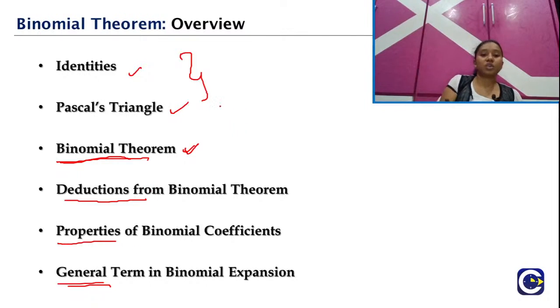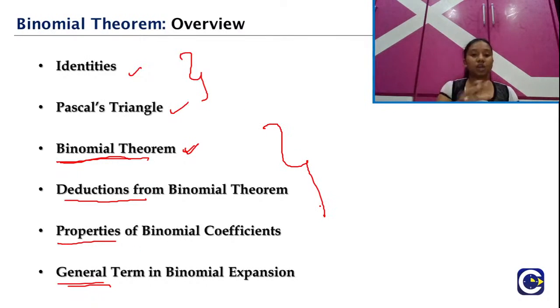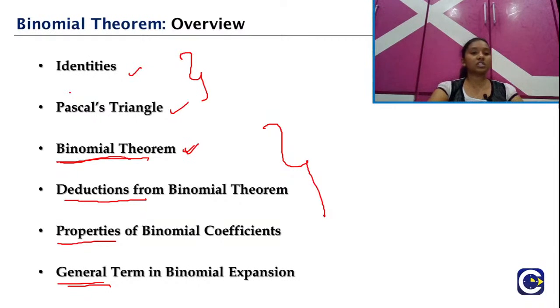Right. So these are the topics, guys, that I am planning to cover in today's session. Let's see how it goes. I hope students have already joined the session. So let's start with today's session with the first topic, that is identities.